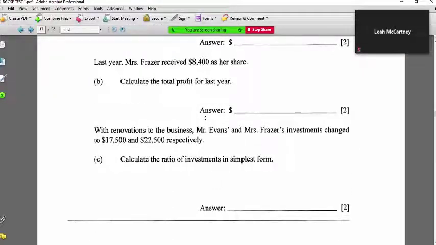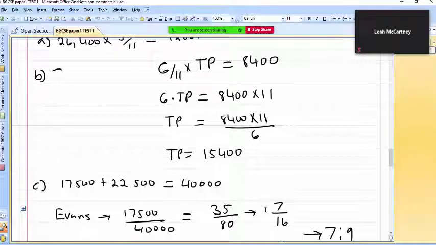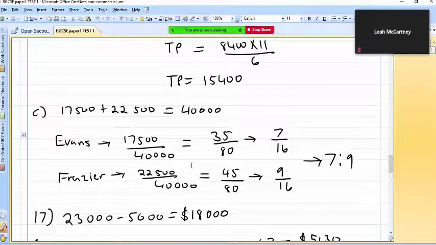Okay, so that's the kind of thinking you have to do. With renovations to the business, Mr. Evans and Mrs. Fraser's investments changed to $17,500 and $22,500 respectively. Calculate the ratio in terms of its lowest form. So in this case, you're just dividing these two numbers together, and then you want to reduce it. You write those as a quotient, and then reduce it.